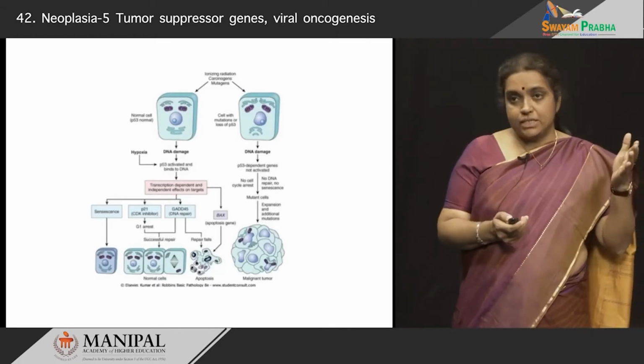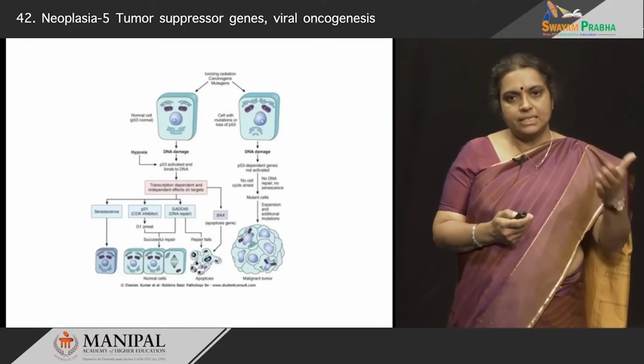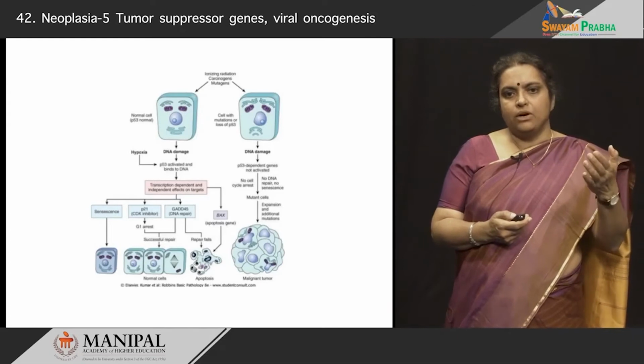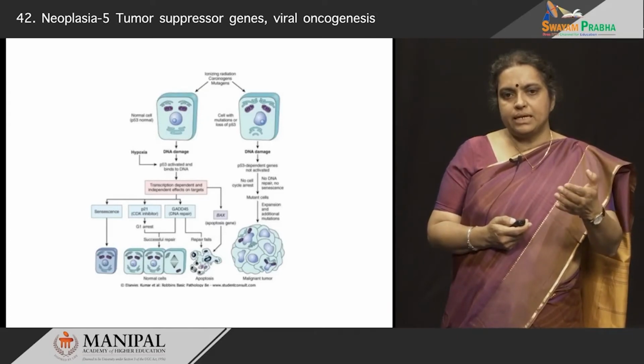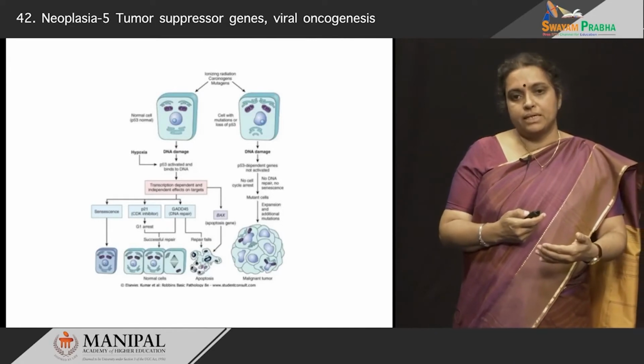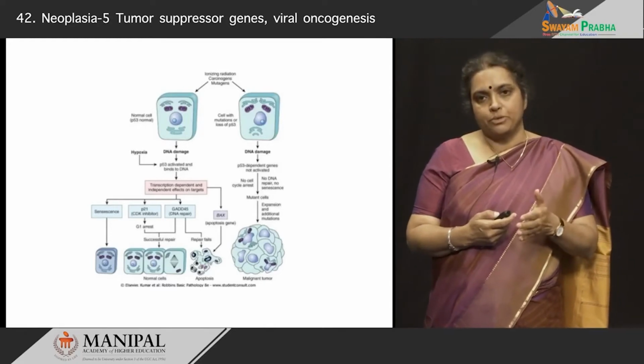So, the cell which is normal, the laughing cell, knows what to do, because once there is damage to the DNA, it can either go into senescence or it can go into G1 arrest, and if it is repaired, then it goes on into further cell proliferation. If it is not repaired, it goes into apoptosis.